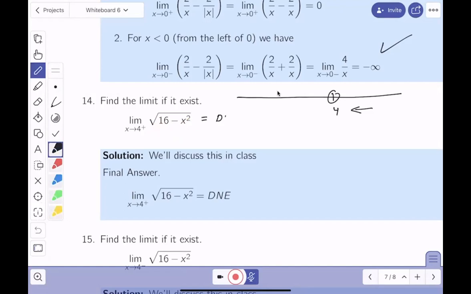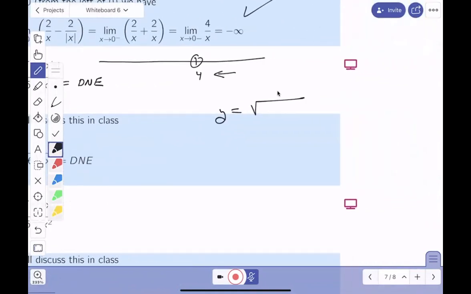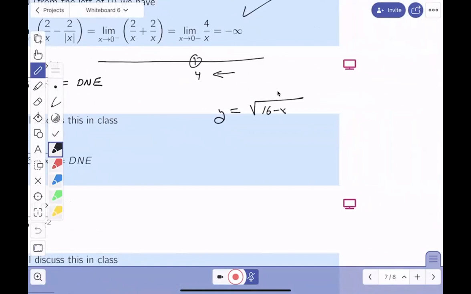So D and E. I want to do it one other way. I'll put this down for you. y equals, this is a visual approach, the square root of 16 minus x squared. You might want to square both sides. But before I do that, I want to point out this is a principal root, so y is greater than or equal to 0. y squared is 16 minus x squared. x squared plus y squared is equal to 16.